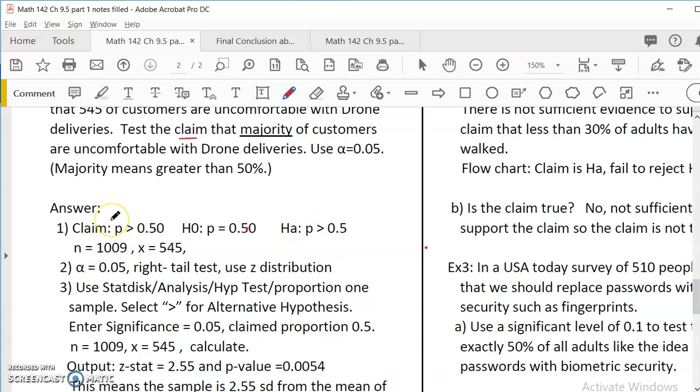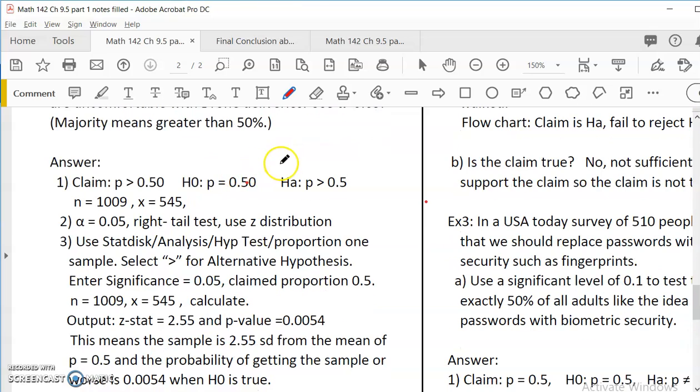And then you have n equal to 1009 from the question, and x is 545. So this is what you would write down. Step 1 is the preparation step: writing down the claim and setting everything up.